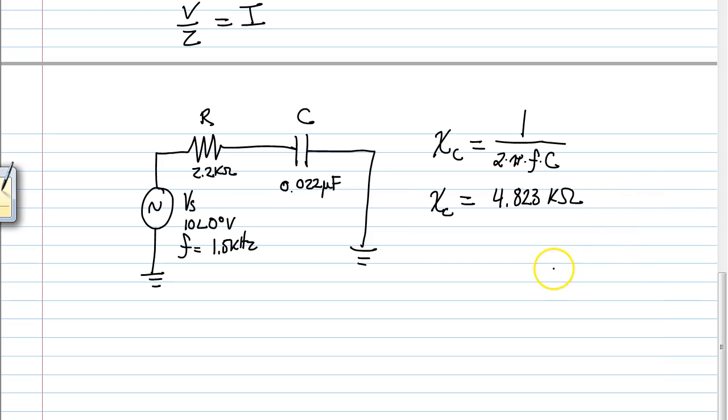All right. So now we can compute what the impedance is. And what it's actually asking us to figure out is what the current is. In order to do that, then of course we have to know what the impedance is, because we're going to take voltage and divide it by the impedance to find current. So what is the impedance? Well, let's find out what that is. So Z is equal to the square root of 2200 squared, right? That's the resistance, plus 4823 squared.